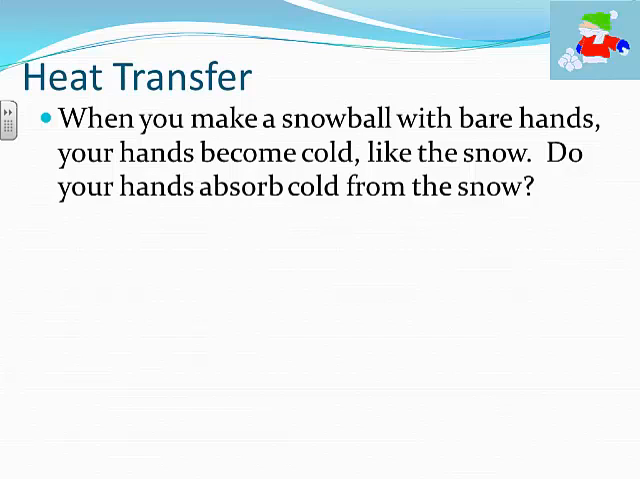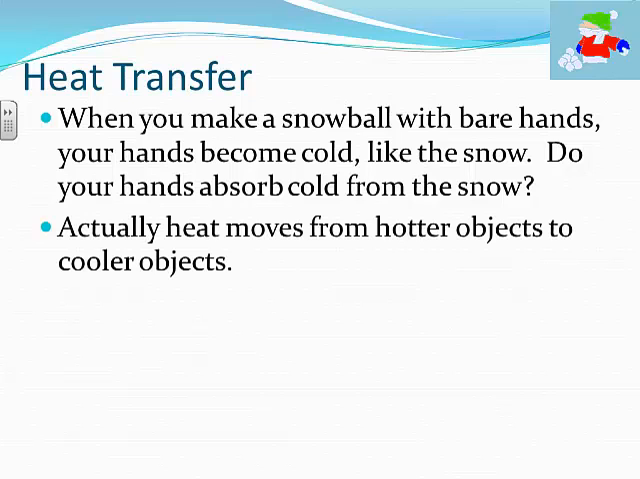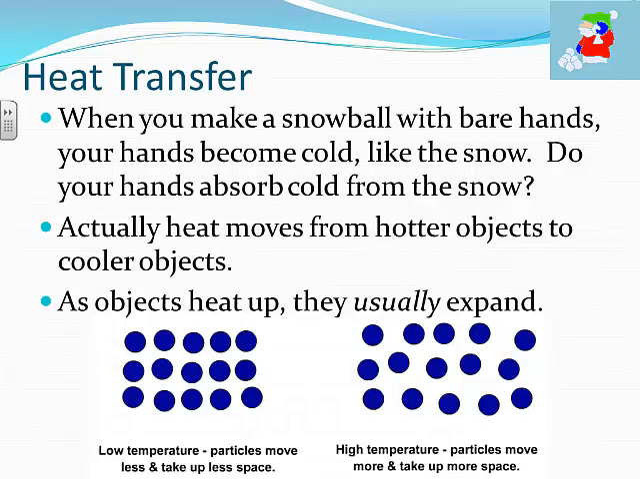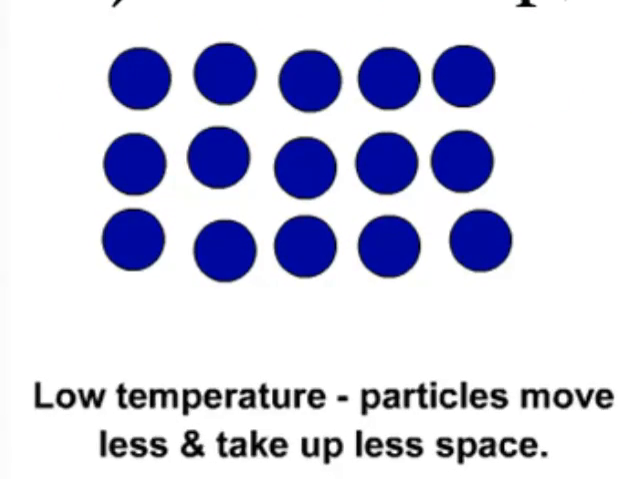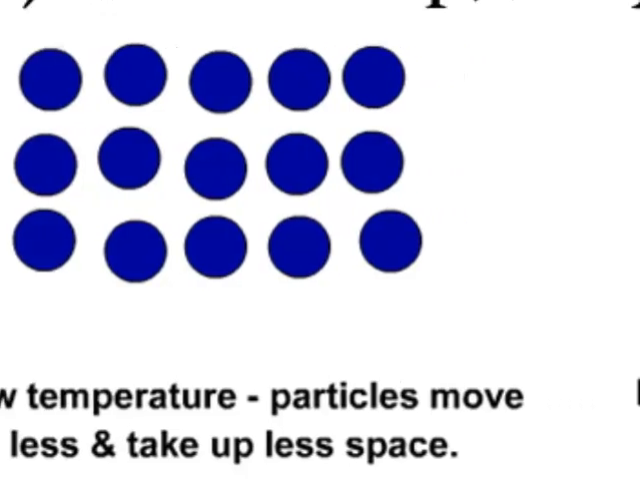When you make a snowball with bare hands, your hands become cold like the snow. Do your hands absorb cold from the snow? Actually, heat moves from hotter objects to cooler objects, not the other way around. As objects heat up, they usually expand. Now, that's not always the case, but they usually do. So you can see on the left, at low temperatures, the particles move less, and of course, they take up less space. They can compact closer together for most substances.